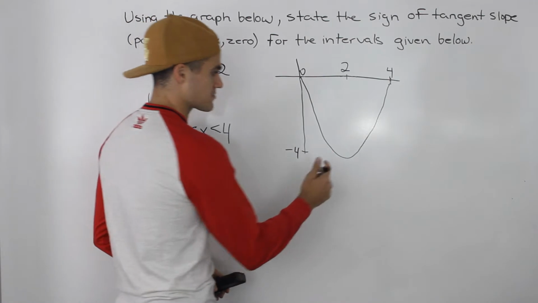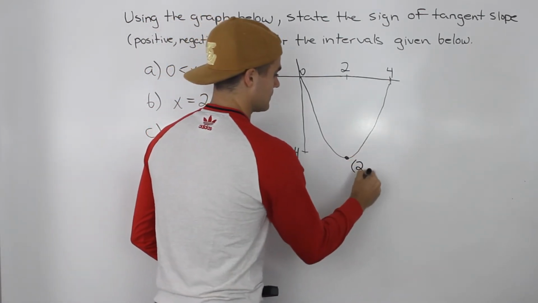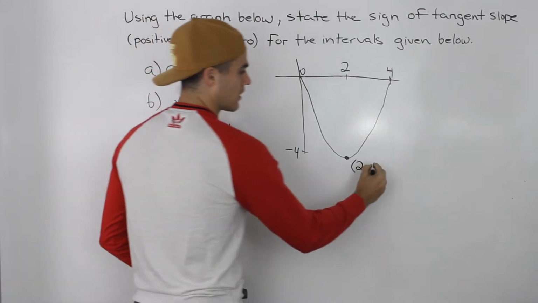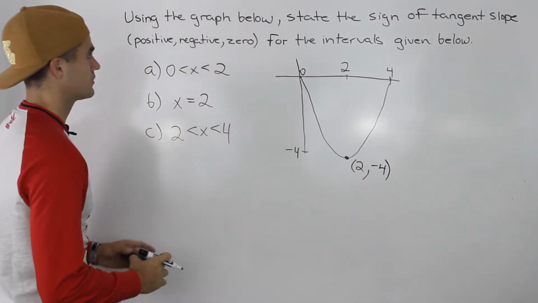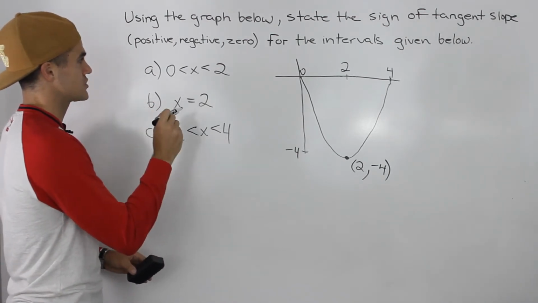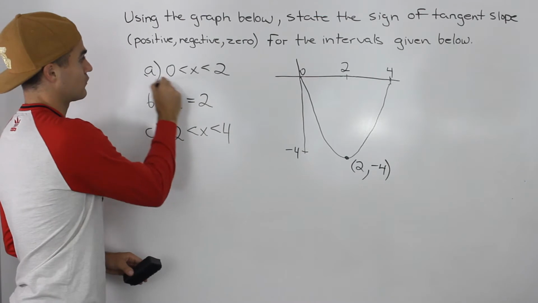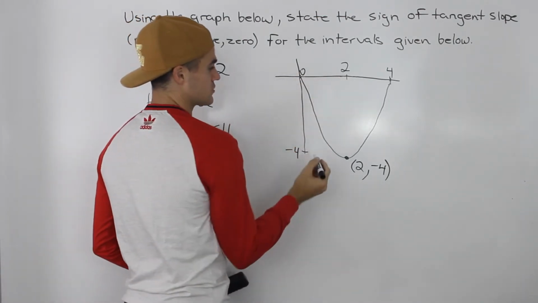And notice how this parabola here has a minimum at this x value of 2, and then this y value of negative 4. So let's do the question. So we have to state the sign of the tangent slope for this interval in part A. So when x is between 0 and 2.